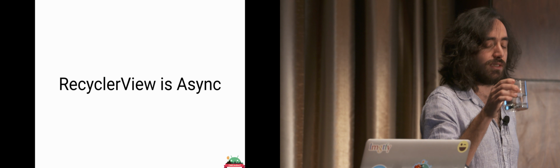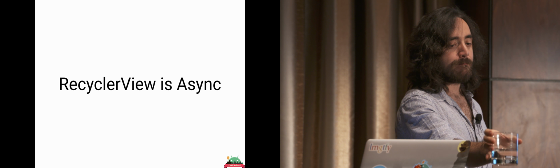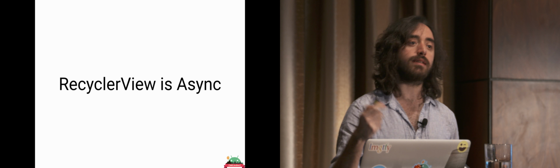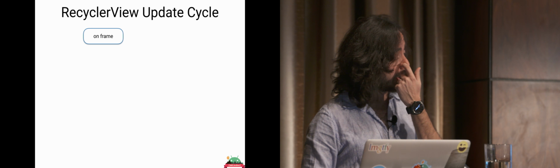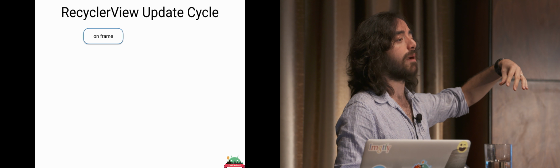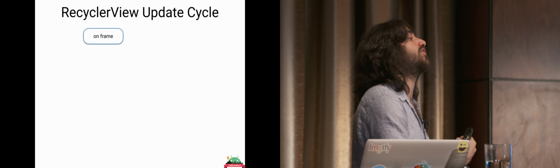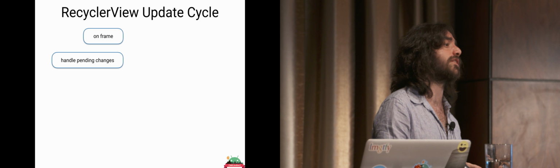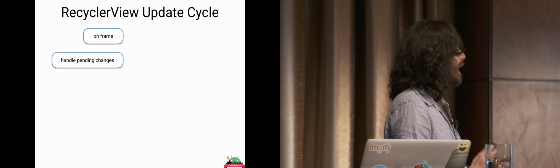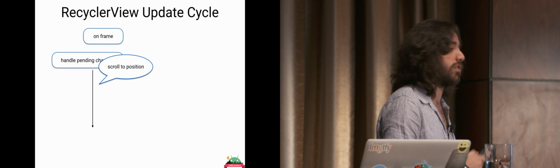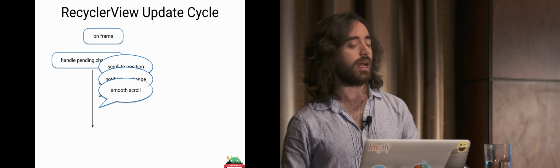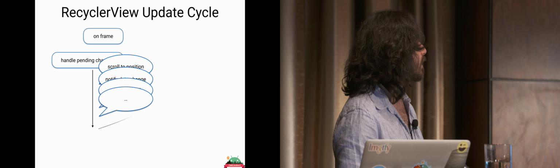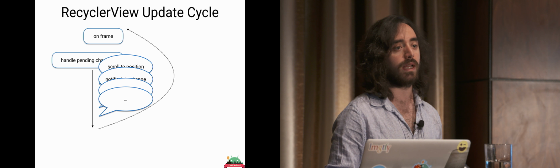So RecyclerView is asynchronous. What does this mean? This doesn't mean it is multi-threaded. It only means that it handles stuff asynchronously. So if we look at an example, when a frame happens, RecyclerView makes all pending changes into the views, updates itself. After all these changes have been updated and the frame has finished, anything else you call afterwards, you can call scrollToPosition, change the adapter, dataset change, whatever, everything is deferred until the next frame. And when the next frame comes, RecyclerView applies these changes.